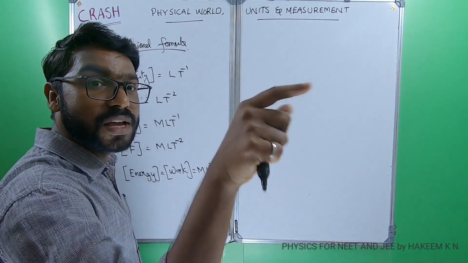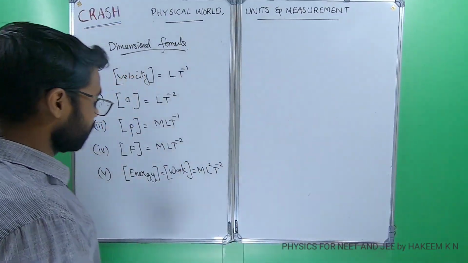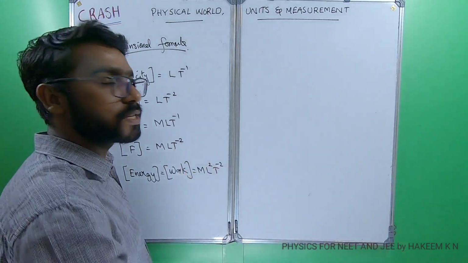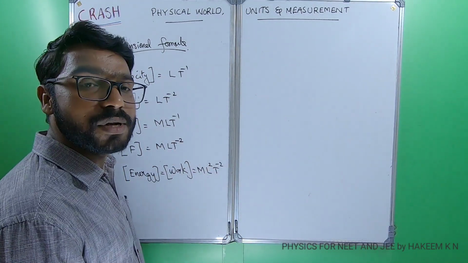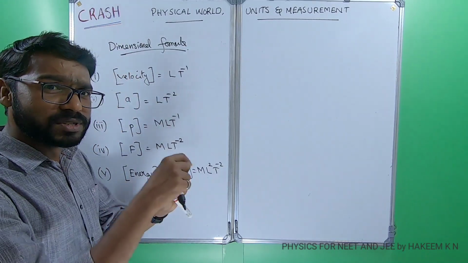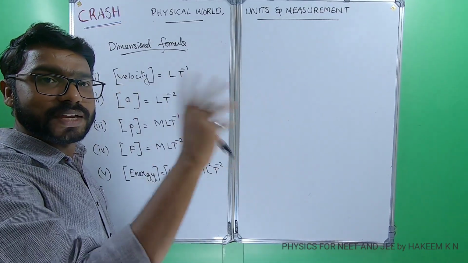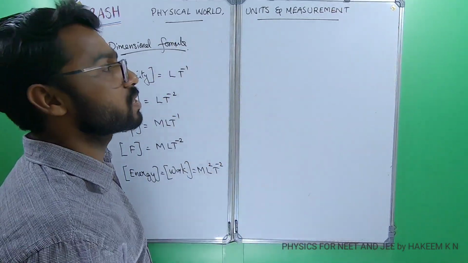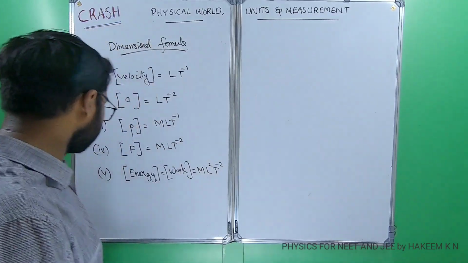The equation for torque is R cross F, displacement into force, and work is also force into displacement, F dot S. So the dimensional formula of work is ML square T power minus 2. R cross F is R F sine theta, F dot S is F S cos theta. Sine theta, etc. are trigonometric functions, and trigonometric functions do not have dimensions.